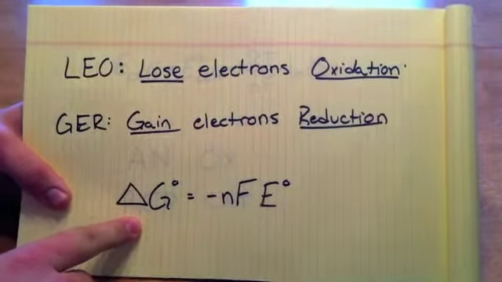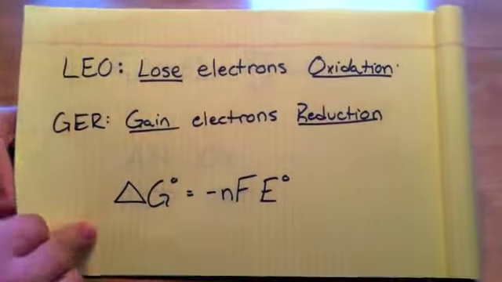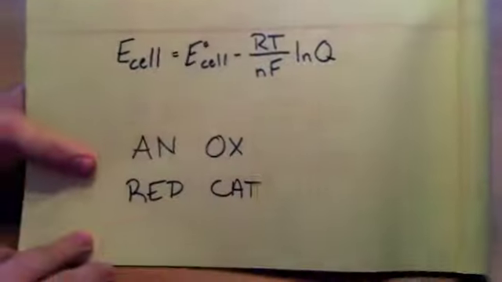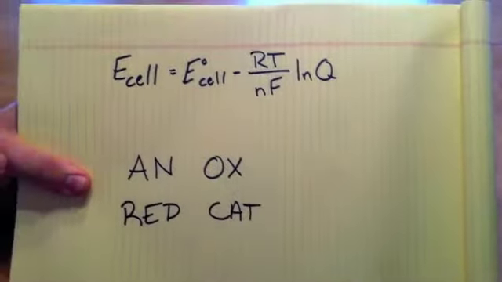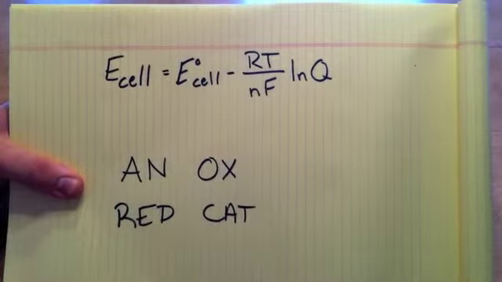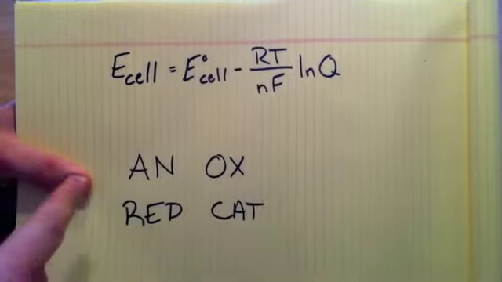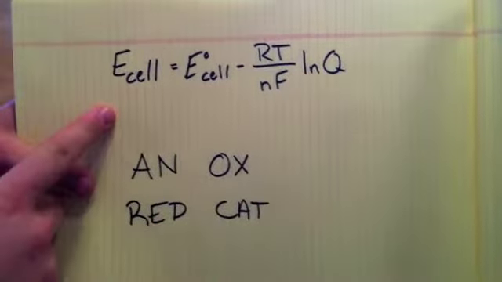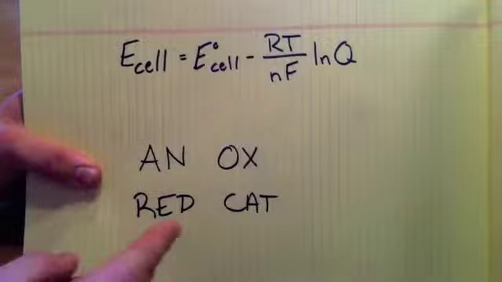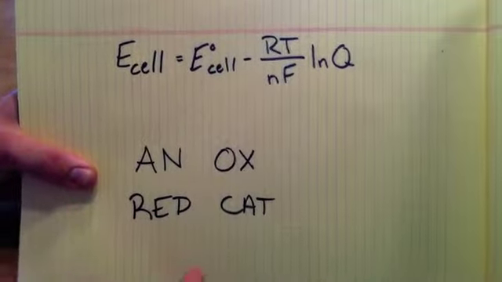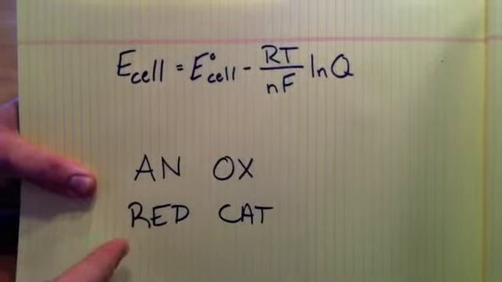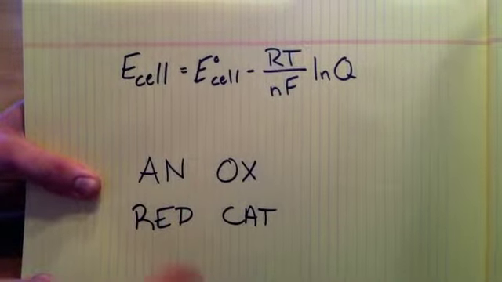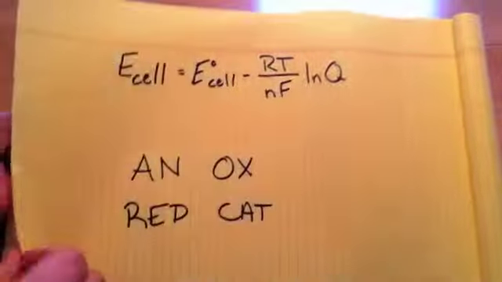This is the Gibbs free energy equation that you can use with that too. Then this is another thing to remember, the Nernst equation. Another thing to remember is AN OX and RED CAT: anode is oxidation, and reduction is cathode. That's really all we had to teach you about this chemistry lesson.